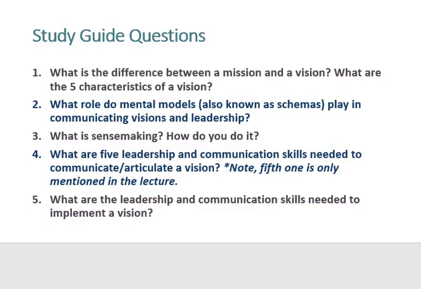In this chapter and this section of the course, I want you to understand the difference between a vision and a mission, and a vision's characteristics. You should understand the role mental models or schemas play in communicating visions, and that'll help with communicating anything. Sense making, and how to do it. You won't see sense making in the book. That's something really important that I'm adding to this. And finally, you need to know all the skills involved in communicating and implementing a vision.